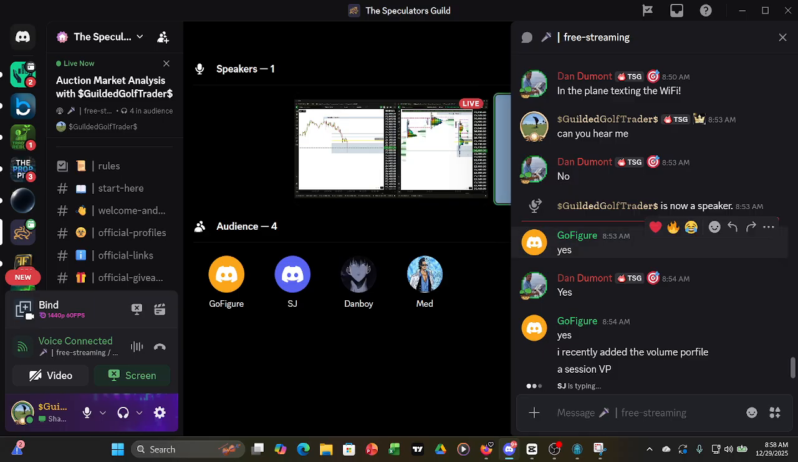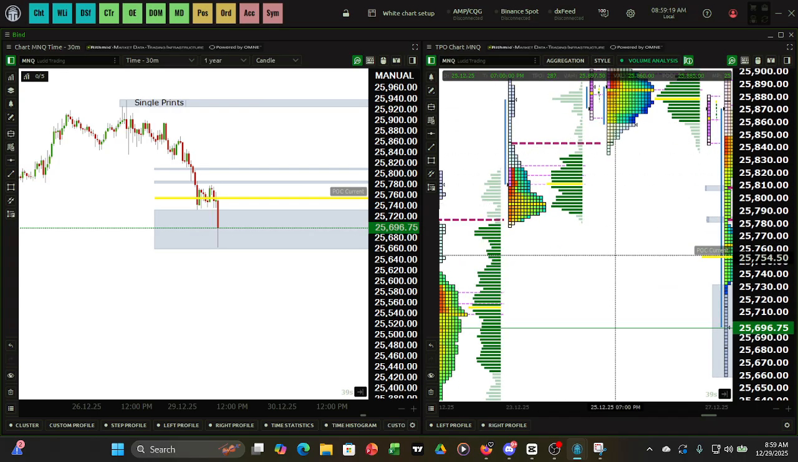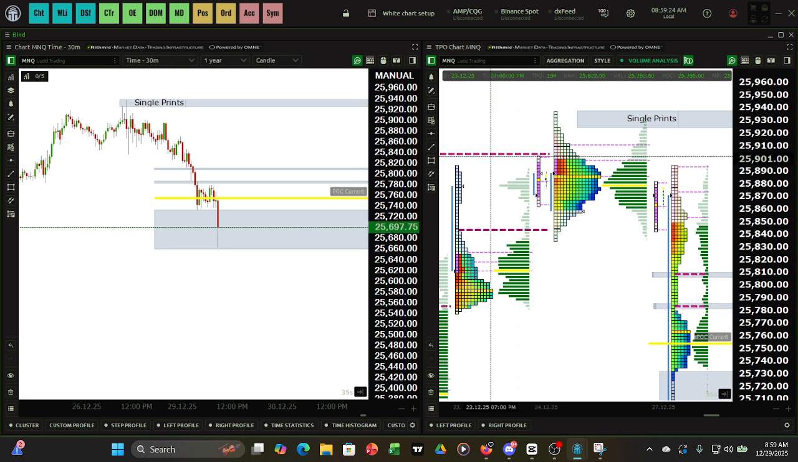I just find it a little bit easier to look at the TPO chart because it gives me similar data. I can see the days clearer. Session volume profile is more in the session type deal. But I'll break it down here. I'm just looking at where all the volume was for the last few days, right? These little purple lines are my single prints, areas where price went extremely fast through it, and I had no participation from either side.